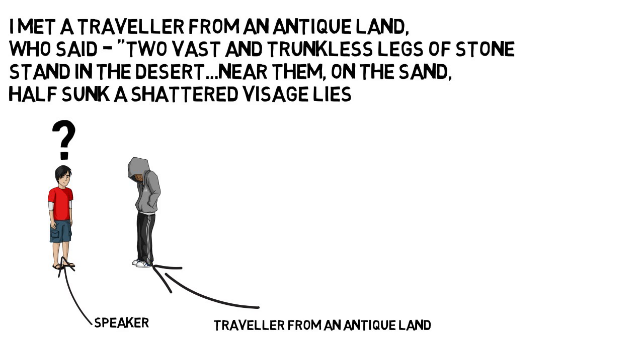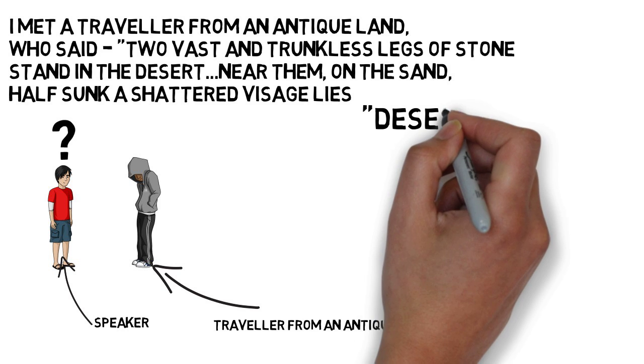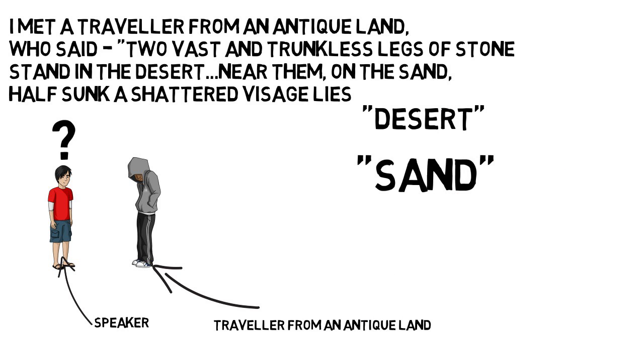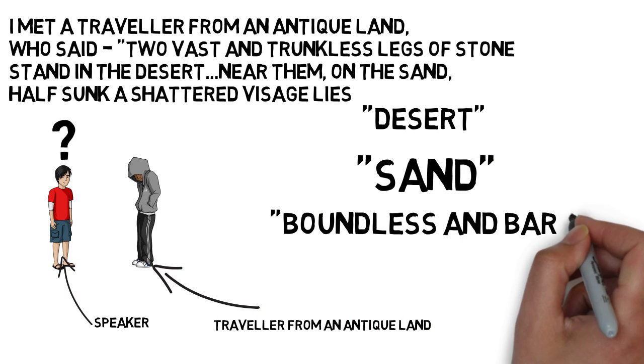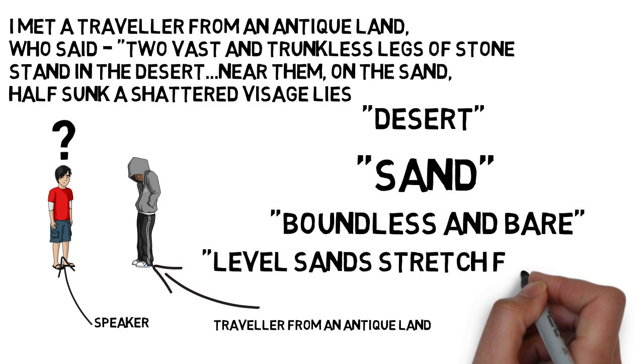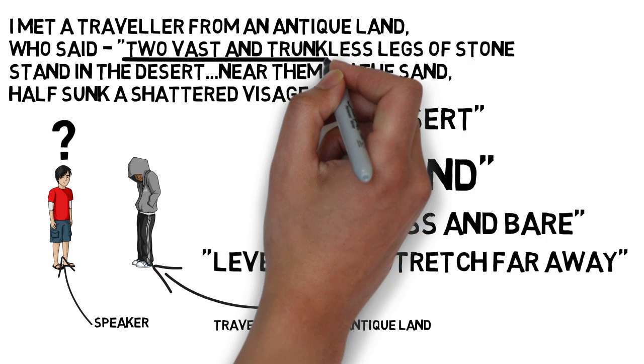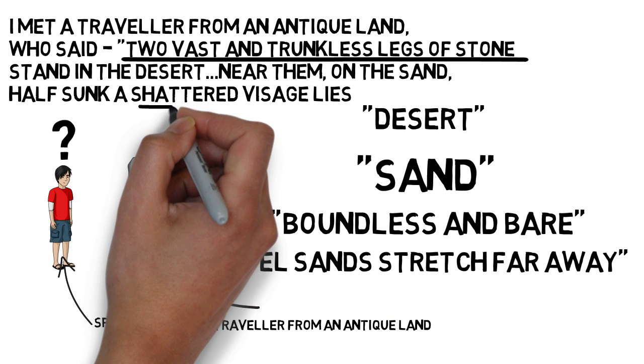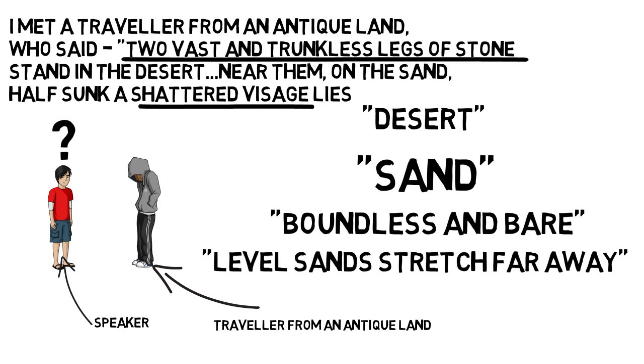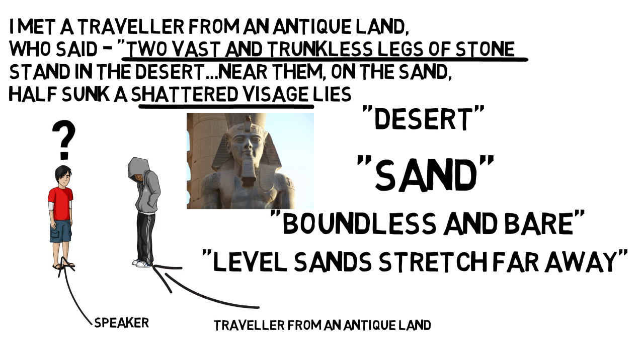Although the place isn't named, we are given some details about what it is like in lines 3 and 13. Desert, sand, boundless and bare, and level sand stretched far away, all act together to present the place that this guy is from as being pretty barren and empty. Apparently there are two vast and trunkless legs of stone there, and a shattered visage, which means face, lying in the sand. These are what remains of an ancient statue that represents the poem's namesake Ozymandias, or Ramses II.